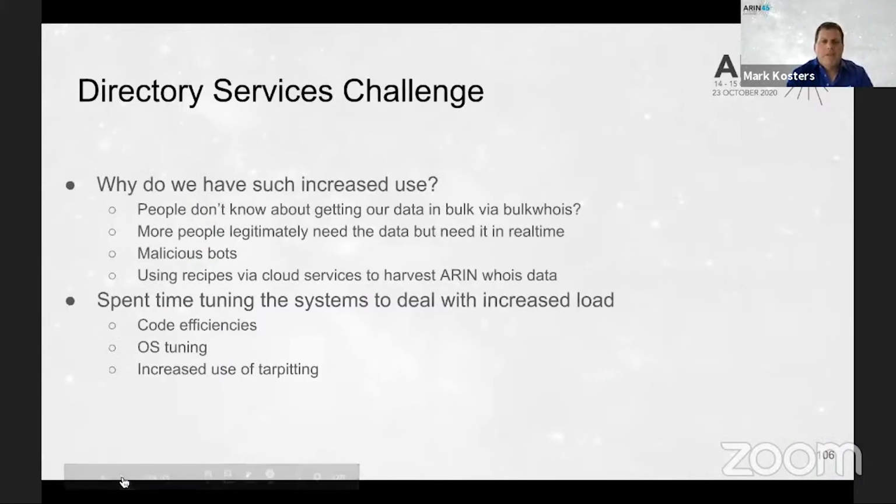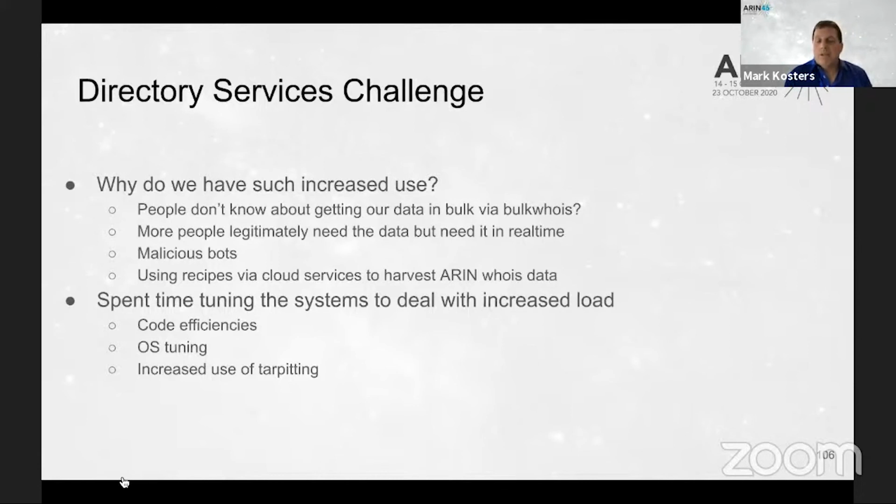So my question is, why do we see such an increased use? Do people not understand or know about getting our data in bulk via bulk Whois? Maybe the other thing is people legitimately need the data, but they need it in real time. And there are a couple of cases of that. Maybe people are servicing trademarks or some sort of DRM technologies that need to see these things in real time. Monitoring for illegal use of copyrights and so on. It could be for inventory management. Who knows?